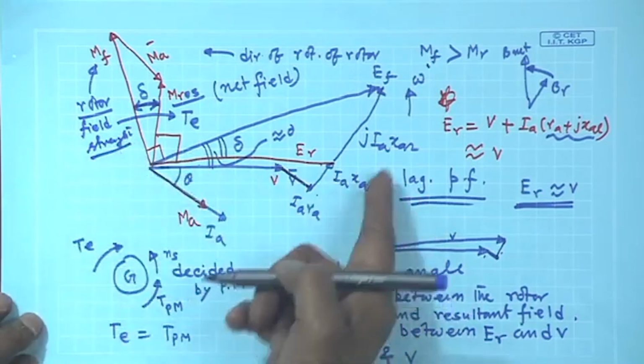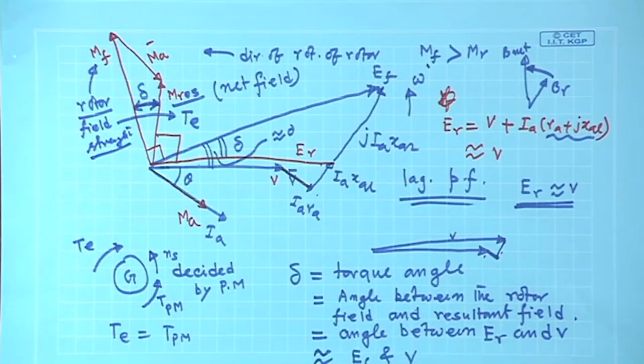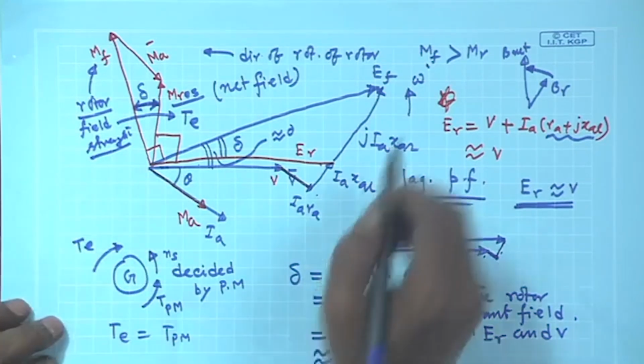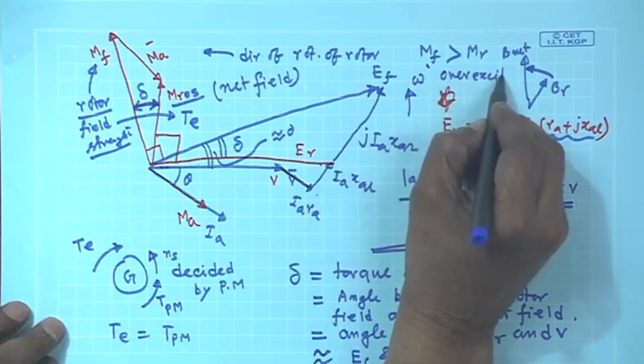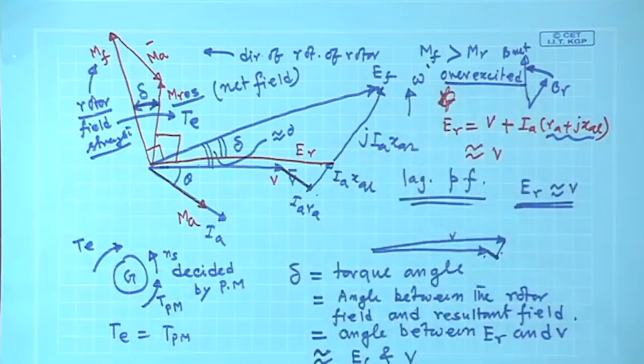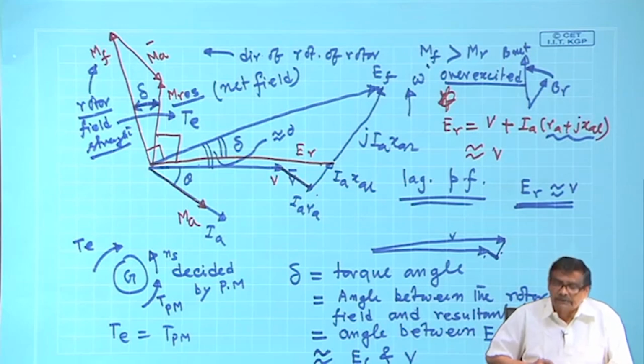There is another terminology I am telling: if rotor field strength is greater than the resultant field, we say the machine is over excited, because rotor field is decided by I f. So, over excited machine. We will see that by controlling the excitation, the power factor at which the machine is operating, if it is connected to infinite bus, can be changed.